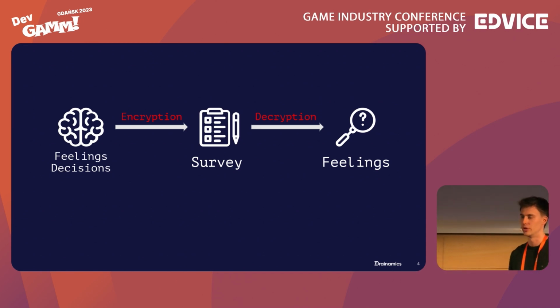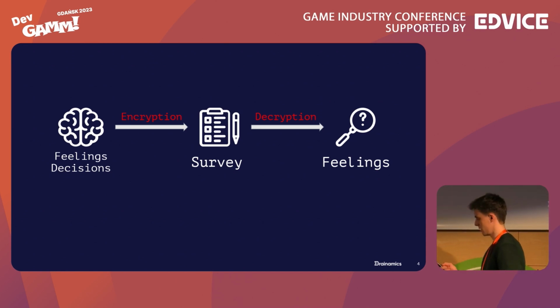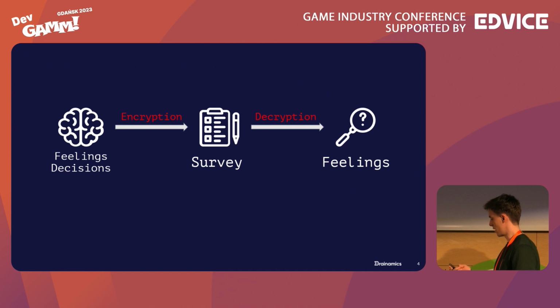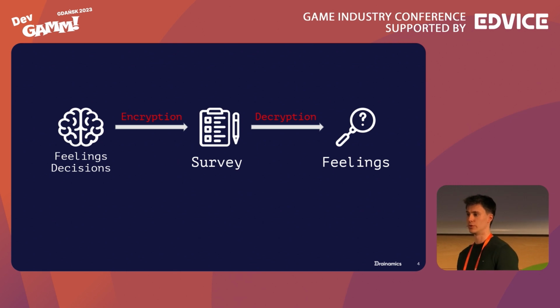So typically when you do user research in games, you have a game, there are some stimuli, they induce feelings, they cause decisions to be made, and that all happens in the brain. And then what you try to do in user research, through surveys or through interviews, is to understand how those feelings occur. Like what feelings do the players have, why do they have them?